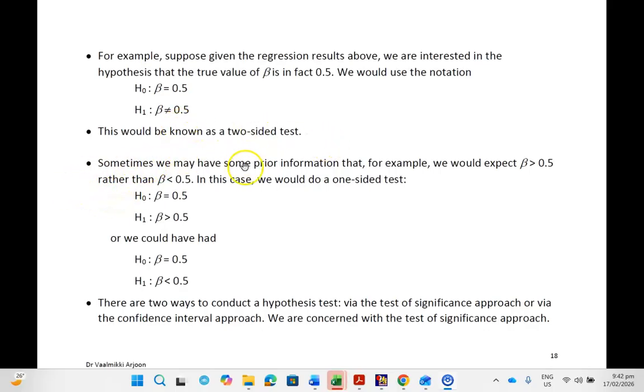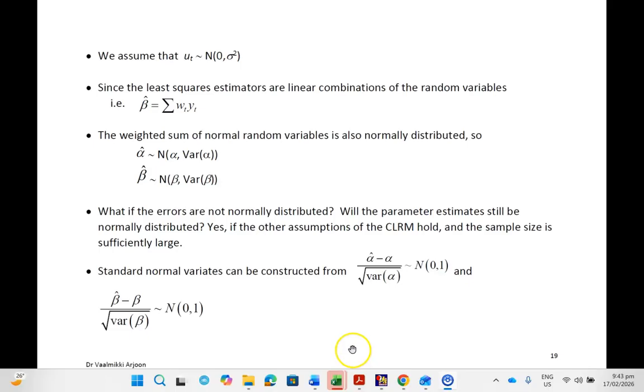Now, we could have some prior information that we'd expect beta to be greater than 0.5 or less than 0.5. In this case, we would do a one-sided test, where the null hypothesis is that beta is equal to 0.5, and the alternative is that beta is greater than 0.5, or you can have it the other way around: beta is less than 0.5. So you have two ways to conduct a hypothesis test. You can look at the significance approach or the confidence interval approach. But for this course, we want to see the significance approach.